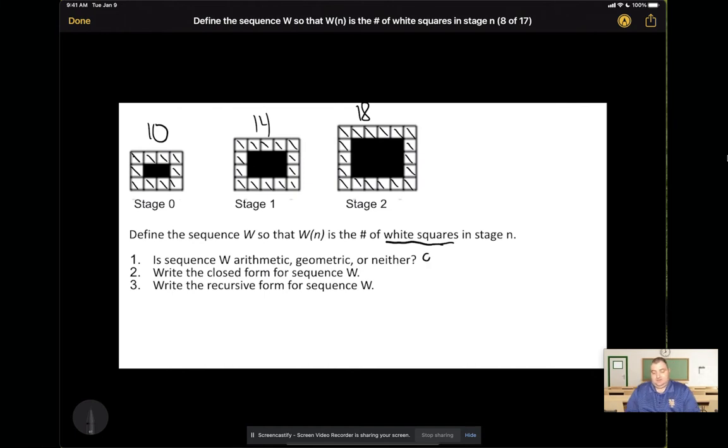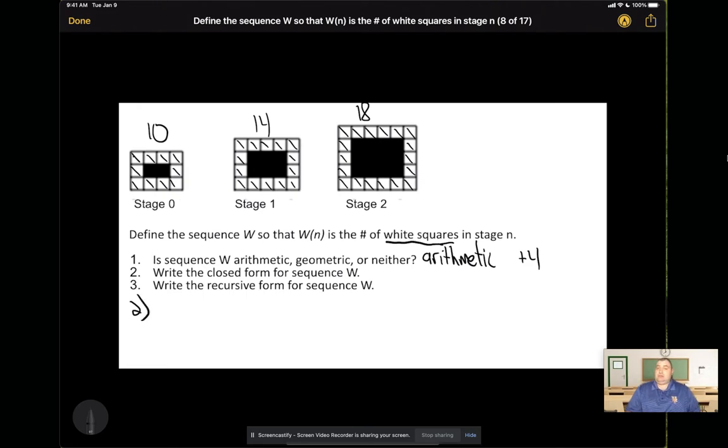This is definitely an arithmetic sequence because my pattern is to add 4 each time. 10 plus 4 is 14, plus 4 is 18. So number 2, write the closed form for sequence W. So I'm going to do that one down here.